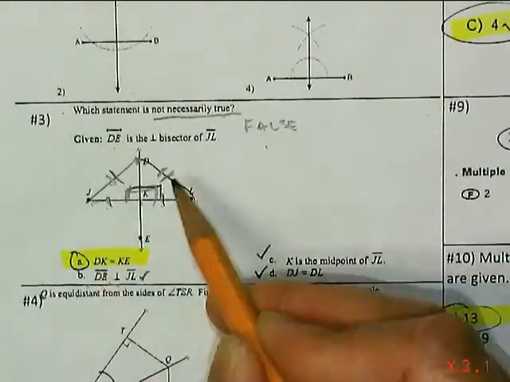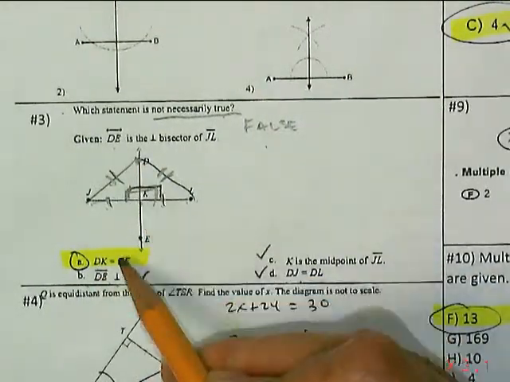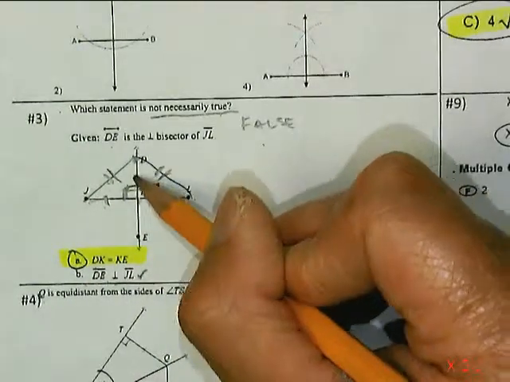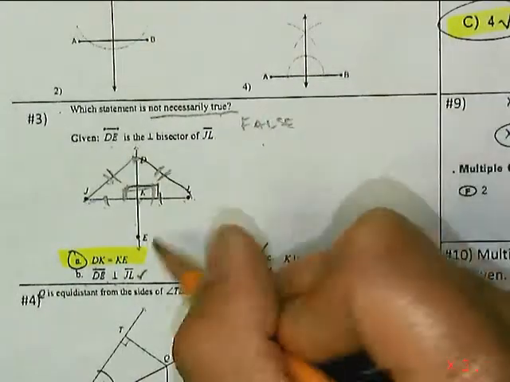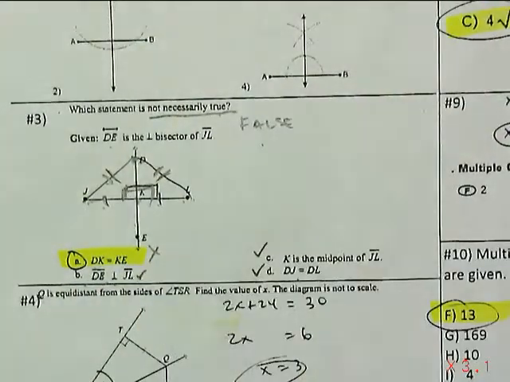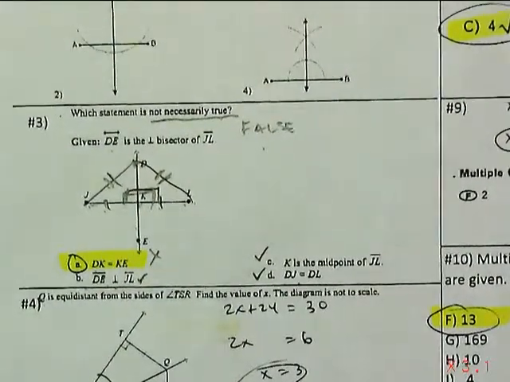And DK is equal to KE. Well, notice I don't have any congruent marks. K is the midpoint going in this direction, but we don't know for that one, so this one is false. Therefore, your answer is A. Remember, it's 2 points apiece for multiple choice.